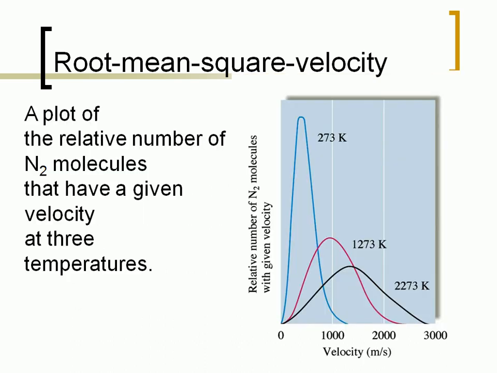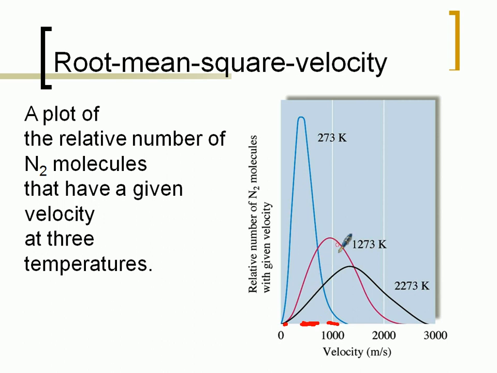Here is a plot of the relative number of N2 molecules that have a given velocity at 3 temperatures. If the temperature is very low, at 273 Kelvin, this is what the distribution of the N2 molecules relative to each other would look like. You're going to have a few that are at 1,000, and a few at 0, but most of them are going to be in this range right here.